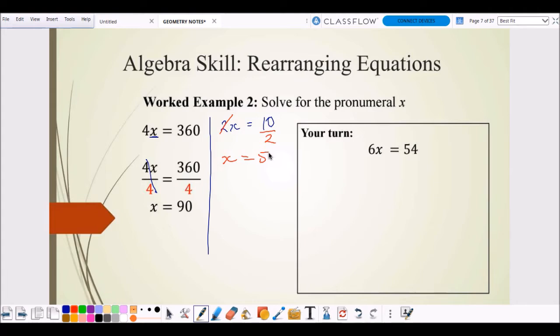So this is 6x, 6 times x equals 54. So you want to isolate the x, make it by itself. So what does x equal? Okay, what does the x equal? Give me a second to do that.